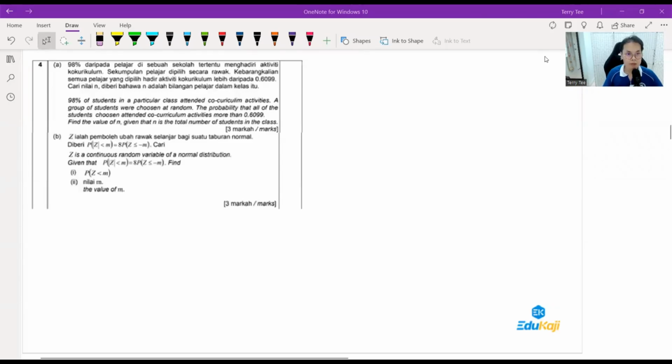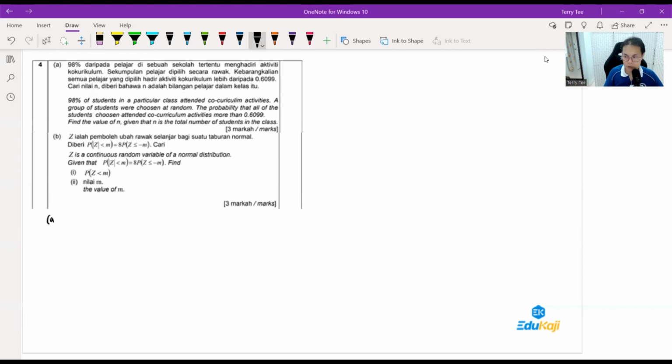Okay, question number 4. In this question, we have to use probability distribution from chapter 5. 98% of the students in school were chosen at random. The probability that all the students chosen, 98% of students in a particular class attended curricular activity, right? A group of students chosen at random, the probability that all students chosen attended curricular activity is more than 0.6099. Find the value n, where n is the total number of students in a class.